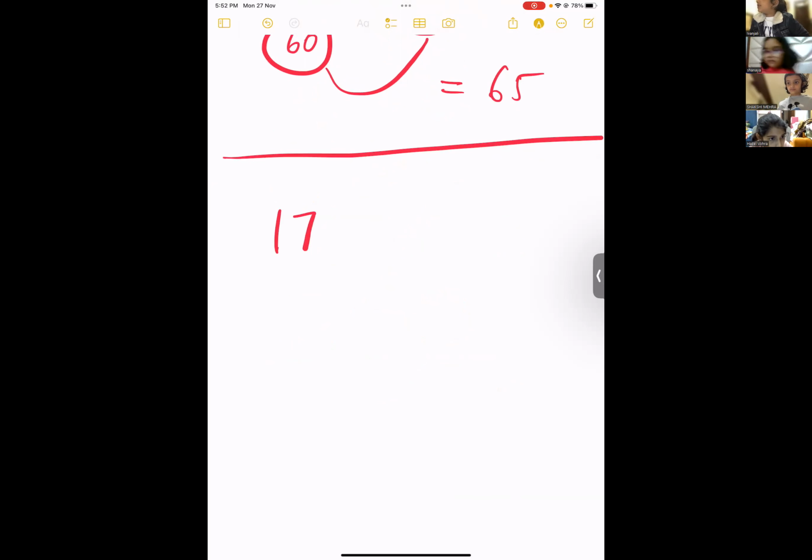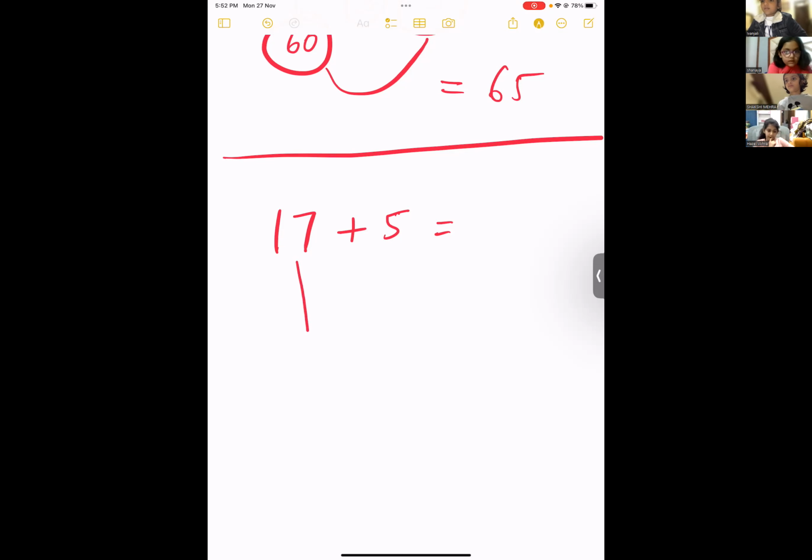Okay. Which number is this? 17. Okay. I want to add a 5 to 17. What will be the answer? Now see, don't take 5 fingers out and then start counting after 17, 18, 19, 20, 21, 22. Don't do that.